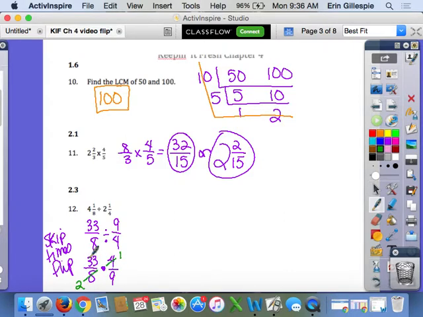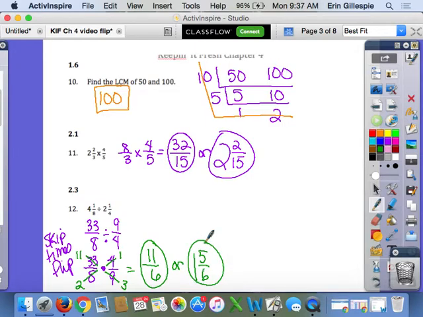And actually I could divide these both by 3, but I'll bet some people missed that, so maybe you didn't reduce all the way at the end here. 9 divided by 3 is 3. 33 divided by 3 is 11. So 11 times 1 is 11. 2 times 3 is 6. That's a simplified improper fraction, or you could make it a mixed number. That would be 1 and 5/6.